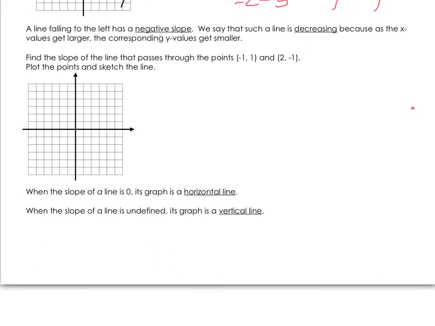A line that is falling to the left has a negative slope. We say that such a line is decreasing because as x gets larger, y gets smaller.